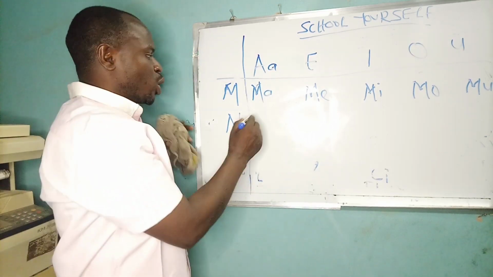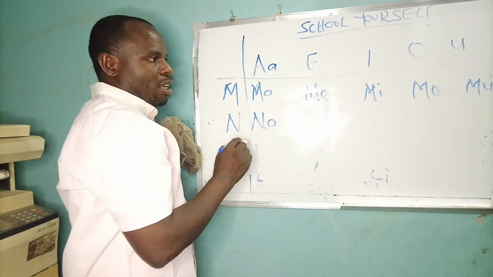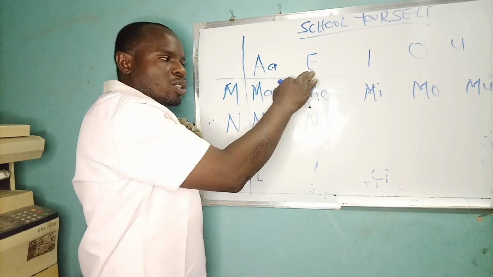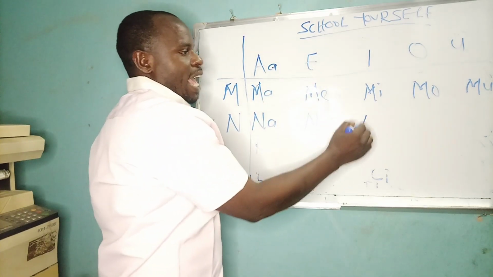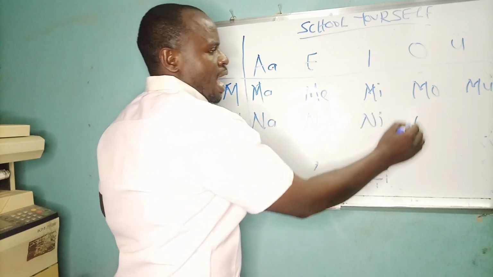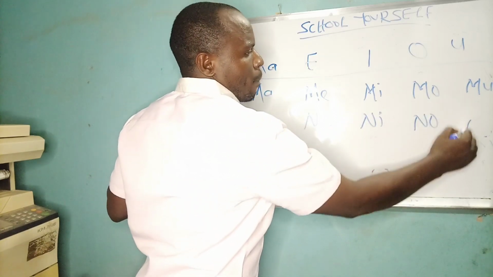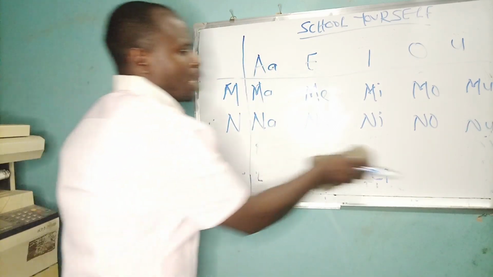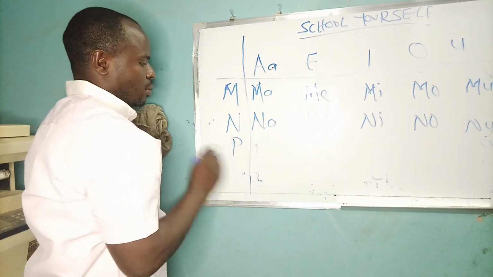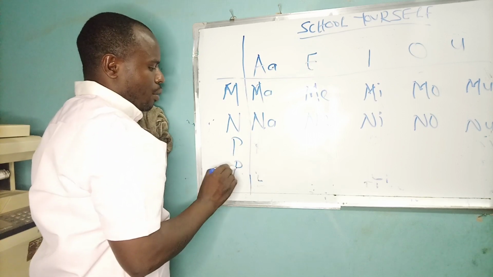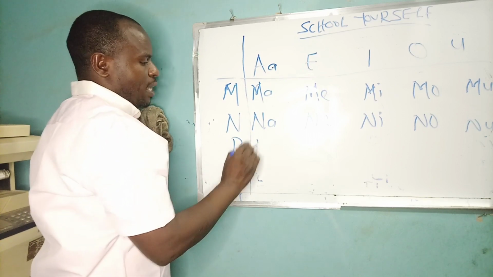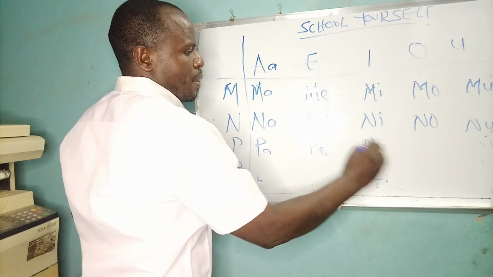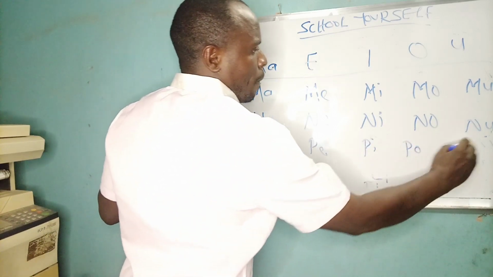N, A is na. Direction of the vowel. N, E, ne. You can see E, you open your mouth the same way, ne. Then N, I, ni. N, O, no. N, U, no. Then you have P. Let's go to P, R, S, T. P is straightforward. P, A, that's pa. Pe. Pi. Po. P, U, po.